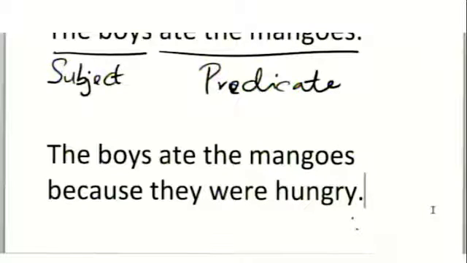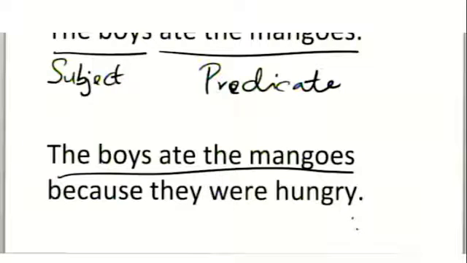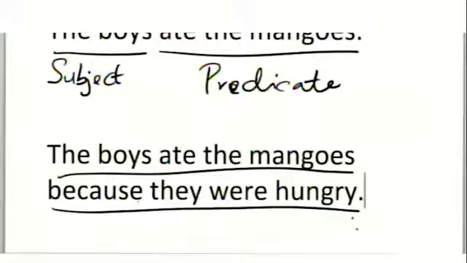What is the first clause? We have the boys ate the mangoes. If you look at the second part of the sentence, we have another clause, which is because they were hungry. Why is the second part a clause? We said a clause has a subject and a predicate. The first one is clear. We know the subject and the predicate. What is the subject in the second clause? They. And its predicate is were hungry.